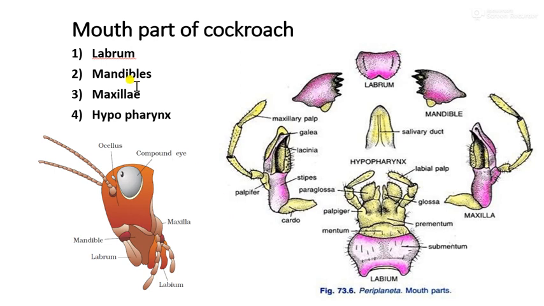Now we see here the mandibles. What are mandibles? Look at this. This one is the mandible. This one is also the mandible. Okay, so about the mandibles, look at this. This is the mandible. So the mandible belongs to the fourth segment of the head.